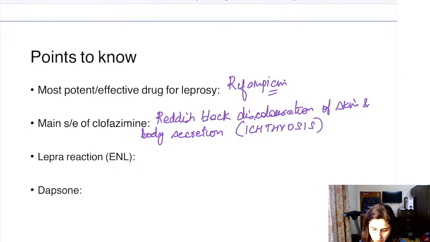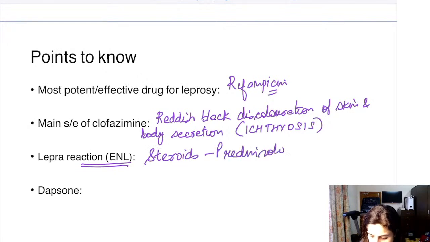Now, lepra reaction में what should be the treatment? The treatment is that you have to give steroids. You have to start with steroids, which is your prednisolone, without stopping your drug for leprosy. जो anti-leprotic drugs को stop नहीं करेंगे, we are going to start with the prednisolone, and we start with 40 to 60 milligrams per day. So that's the first thing that we do.